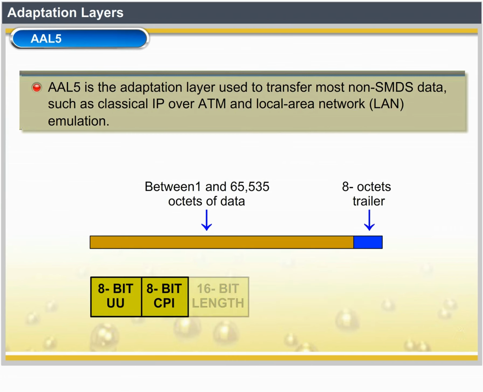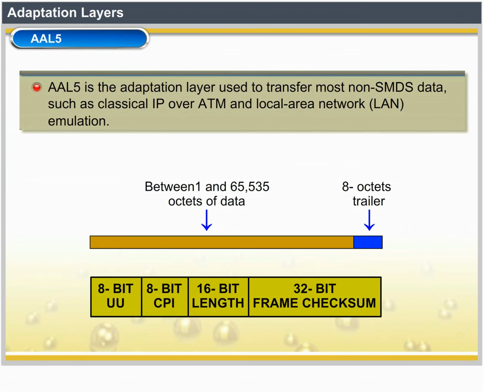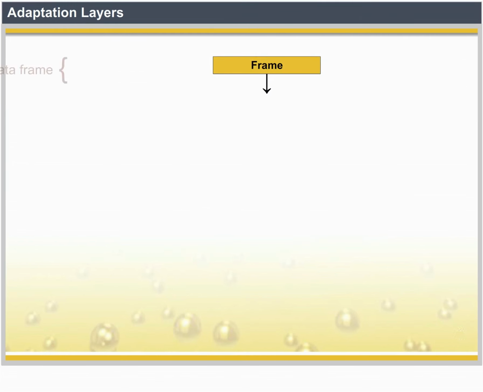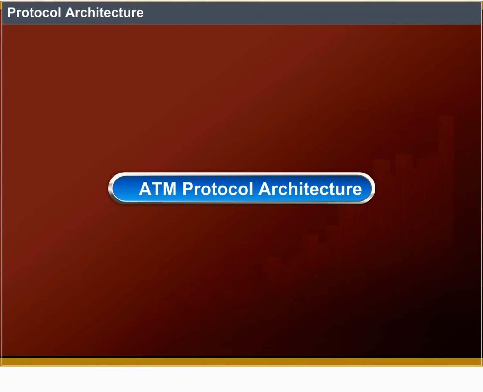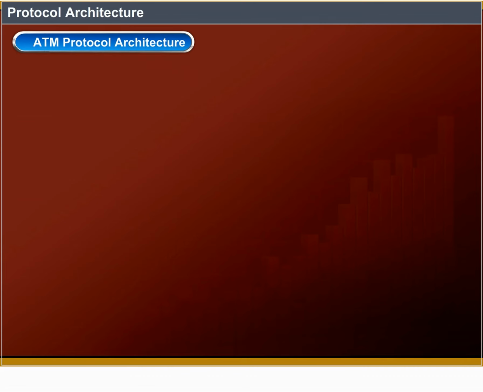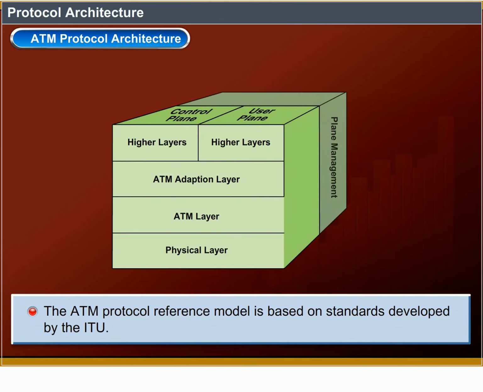The protocol reference model is divided into three layers: the ATM adaptation layer (AAL), the ATM layer, and the physical layer. The three management planes are user or control plane, layer management, and plane management.